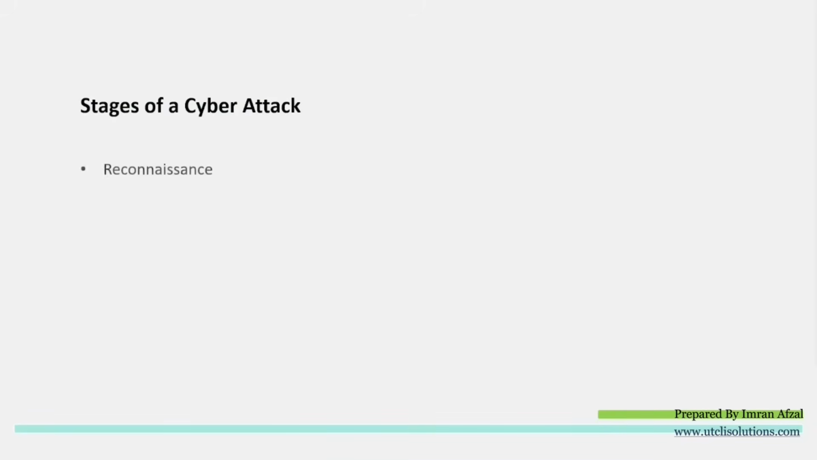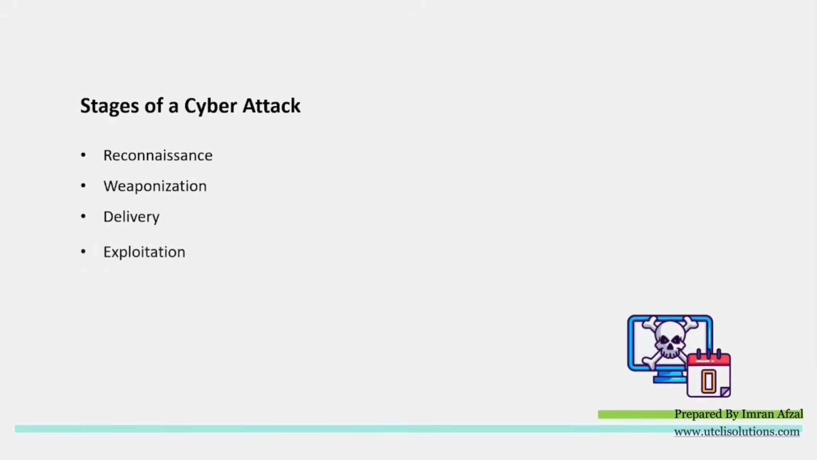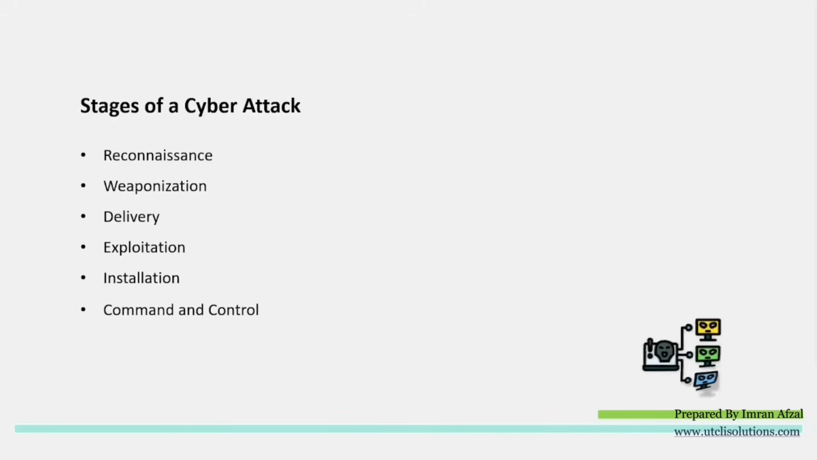The first stage is reconnaissance. Then we have weaponization, delivery, exploitation, installation, command and control, and finally act on objective. Let's understand each phase in detail. Also, what are the defense techniques that we can use at each stage to break the kill chain process?